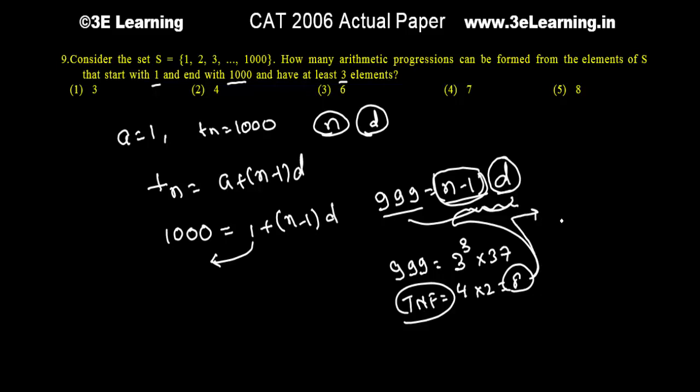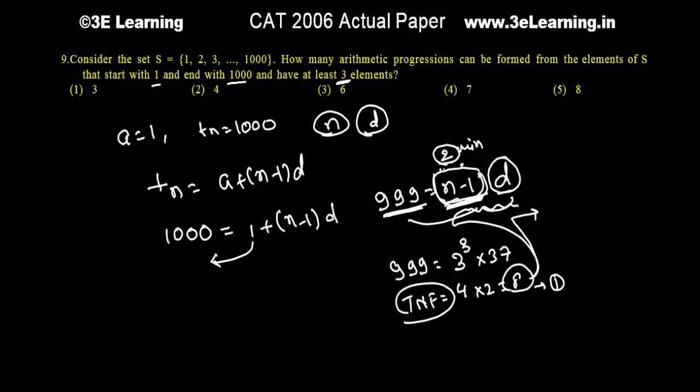But is 8 our answer? No. Why so? We are looking for n-1 to be a factor, and n should be more than 2, meaning at least 3 elements should be there. So if n is at least 3, n-1 should be minimum 2. What does it mean? We are not looking for the factor 1. We are looking for n-1 as a factor which is either 2 or more than 2. Since 999 is an odd number, 2 could not be a factor.